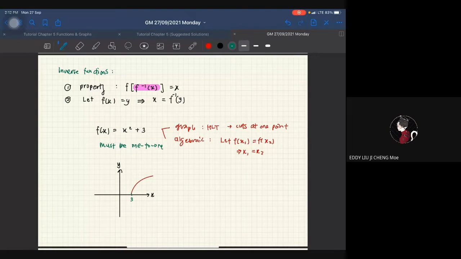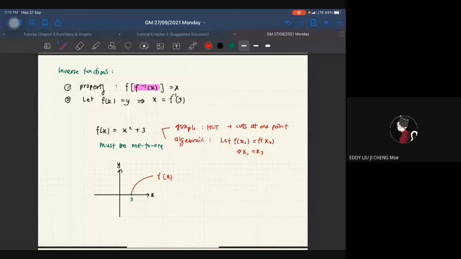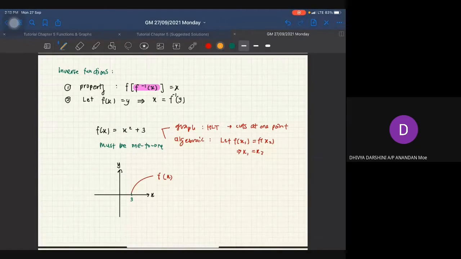Macam mana awak punya graph of f inverse punya bentuk? Macam mana awak nak cari f inverse punya graph based on f yang awak ada sekarang? Any idea? Reflect kat mana? y equals to x. Betul, exactly. Kalau awak nak cari inverse function, graph tu mesti akan reflect pada y equal to x.